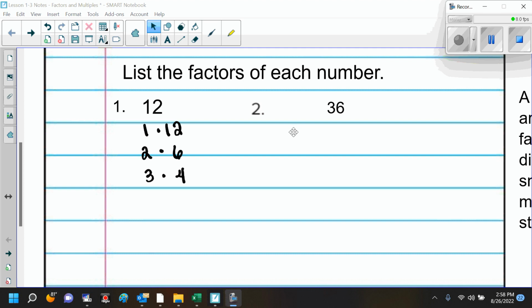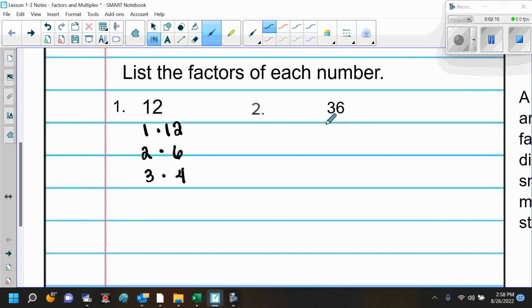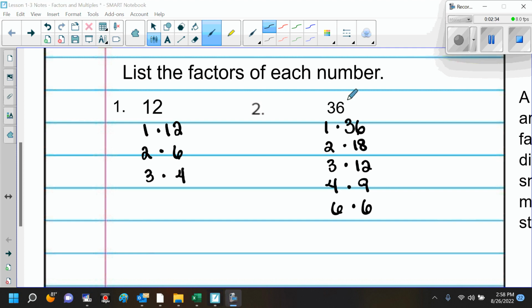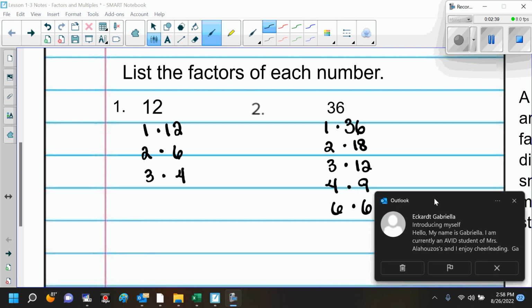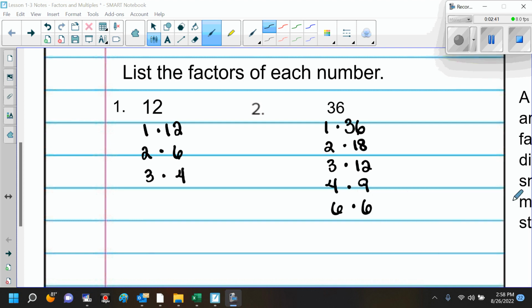All right, so the factors of 36 we have are 1 times 36. We have 2 times 18. We have 3 times 12. 4 times 9, and of course 6 times 6. If you just answer the question like this, that's not the answer to the question, right? We want to know how many groups there would be, right? So we could have one group of 36, 2 groups of 18, 3 groups of 12, and so forth.